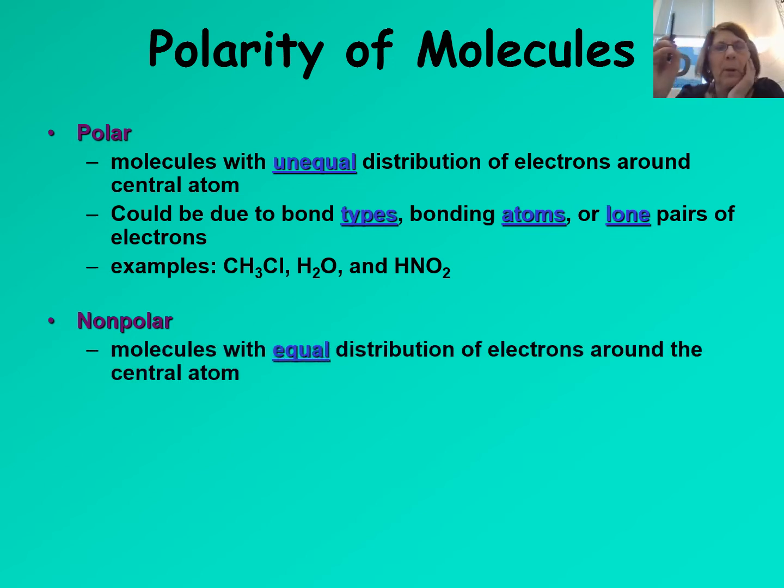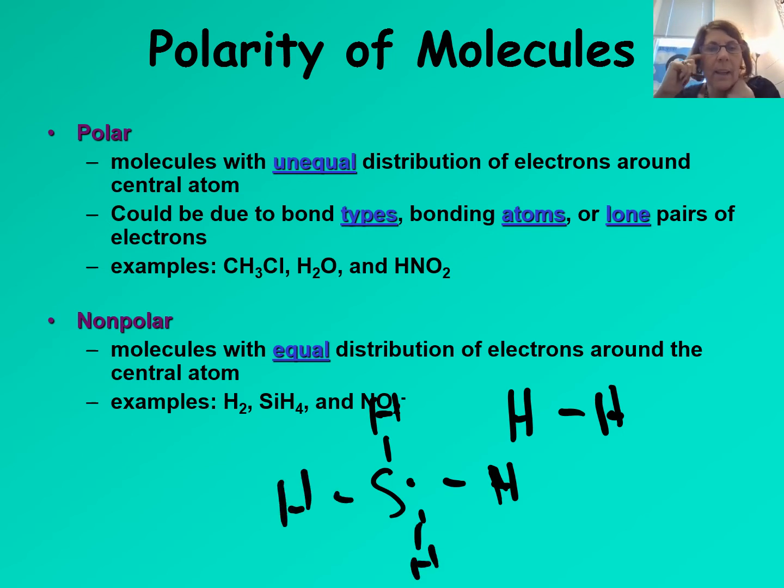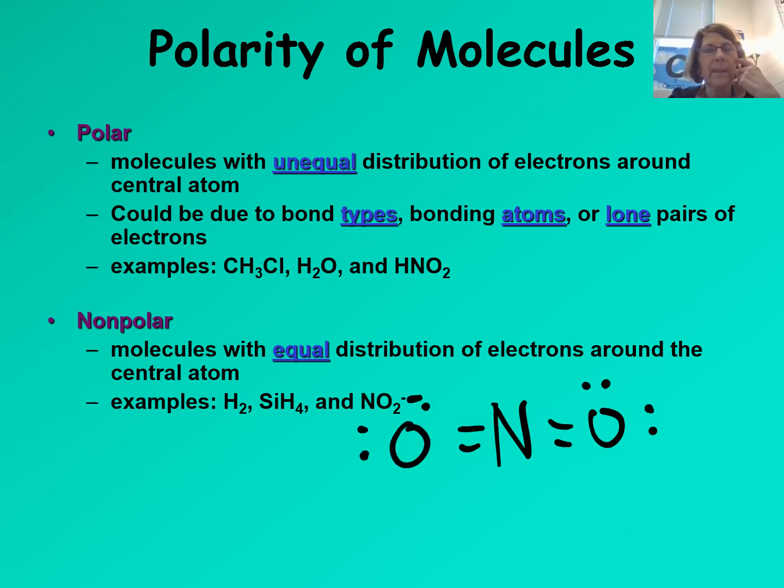If it's nonpolar, we're looking for total equal distribution. Examples are hydrogen and silicon tetrahydride. Notice that it's totally equal all around it. There's not a different atom. Let's erase that. I think this ends up looking like this. It's even on both sides, so again, it's nonpolar.